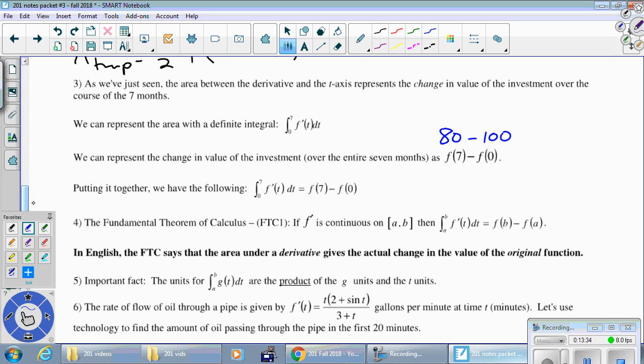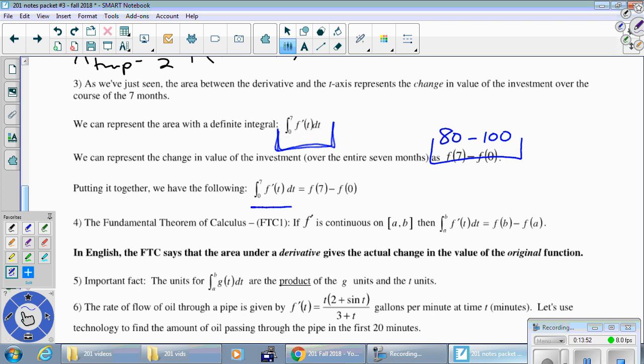But the actual change in the value of the investment is also represented by the area. And so there's 2 different ways to find this actual change. You can do this area calculation to get negative 20. Or you can do the final value minus the beginning value to get negative 20.